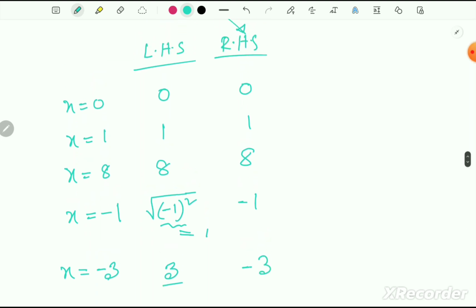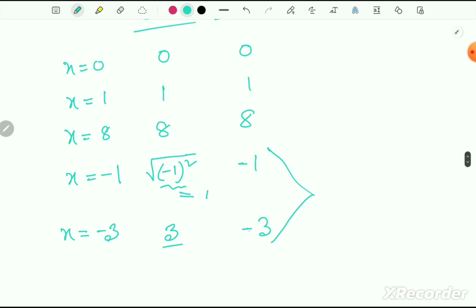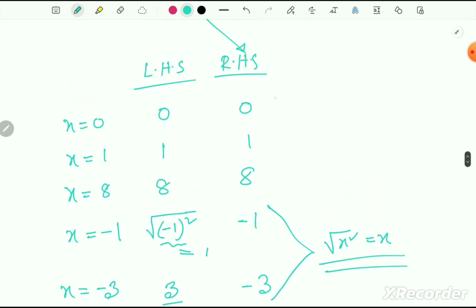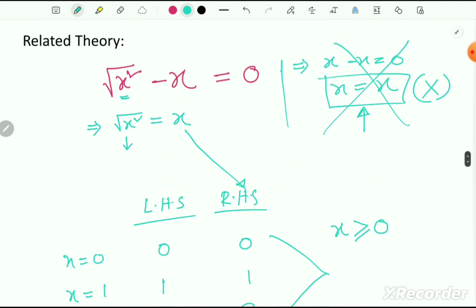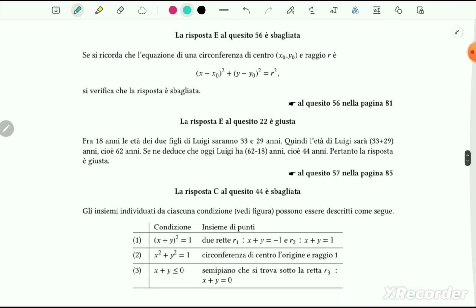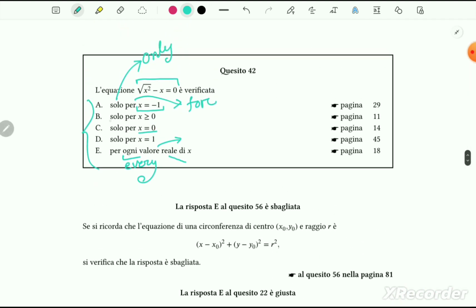Therefore, we can see only for negative numbers our equation square root of x square equal to x is not satisfied, but for positive numbers including 0 it is satisfied. Therefore, we can write that when x is greater than or equal to 0, in that case our given equation is correct. Therefore, our answer is B, only for x greater than or equal to 0. This is our answer. Next, move to next questions.